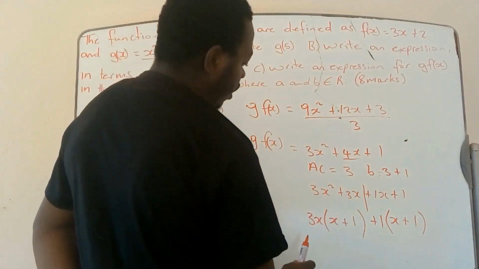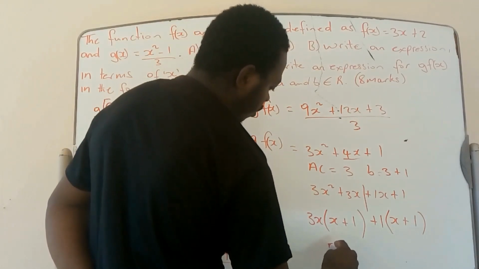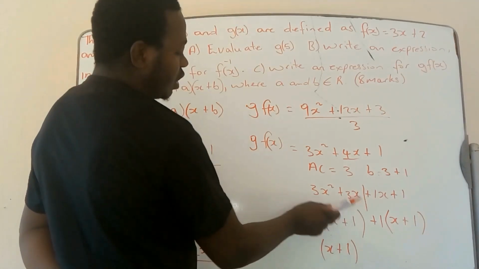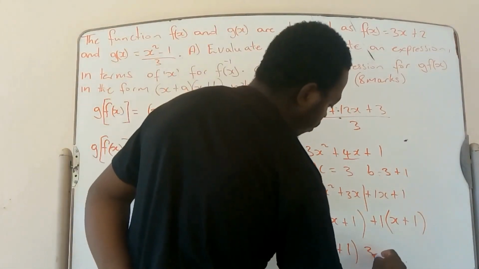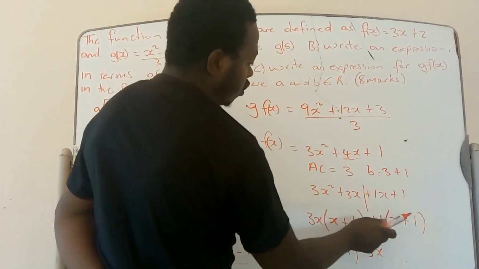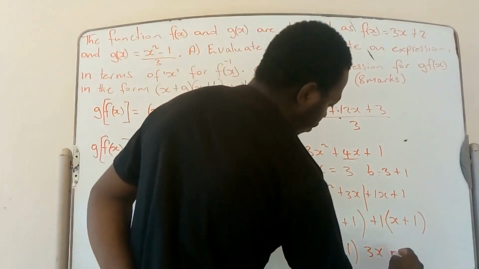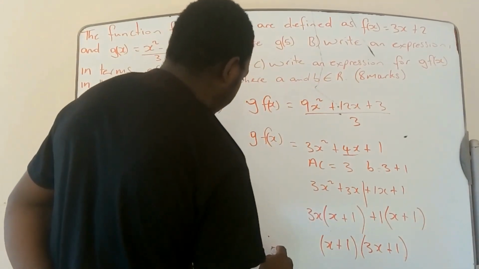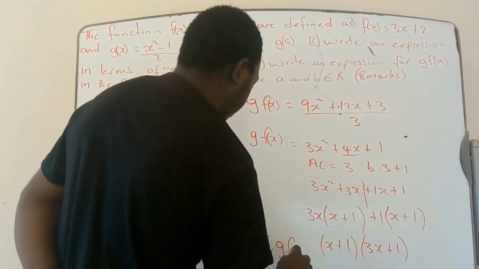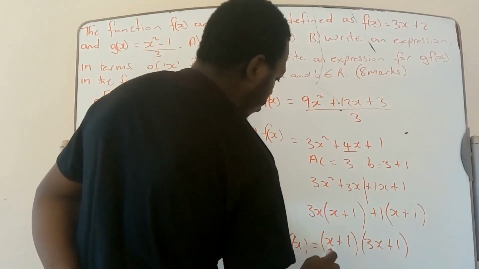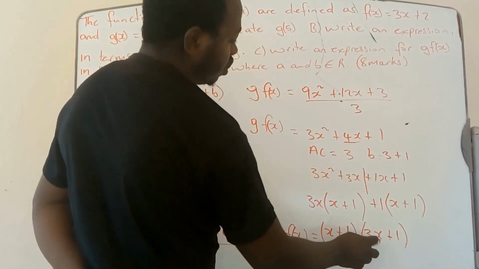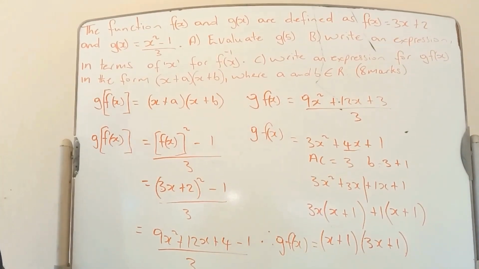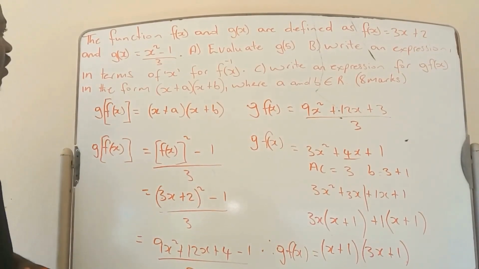Now we can go further to factor out x plus 1. So if we factor out x plus 1 out of the first term, we have 3x left, so that is 3x. Factor out x plus 1 out of the second term, we have plus 1 left. So therefore, our final answer is g of f of x is equal to x plus 1 times 3x plus 1. And it is already in this form. Alright? Let's move on to the next problem.